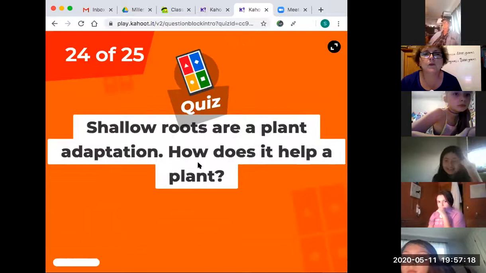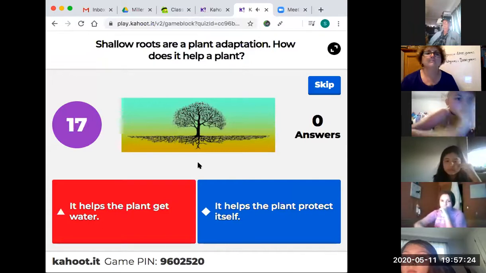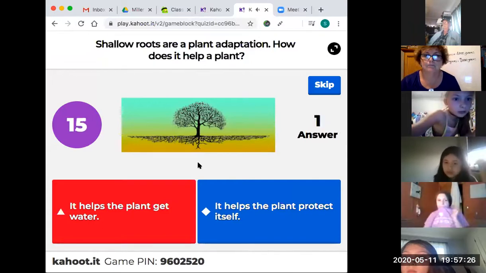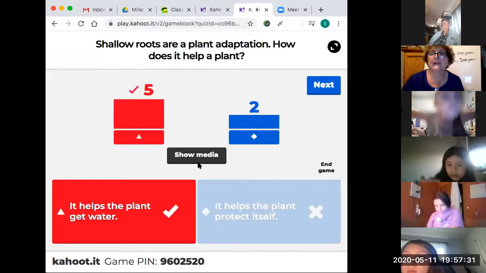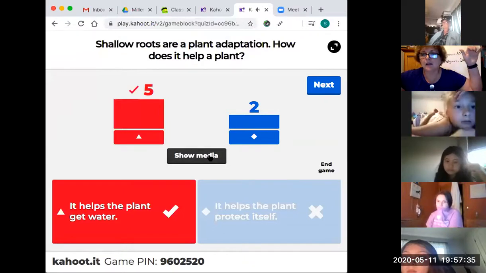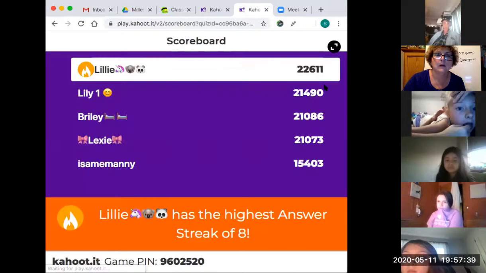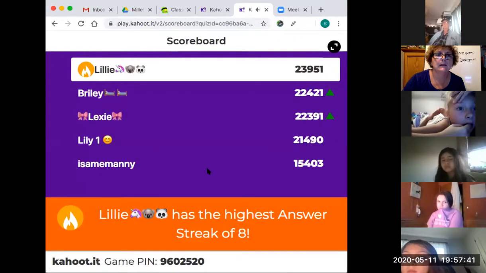All right, 24. Shallow roots are a plant's adaptation. How does it help a plant? Shallow roots now. What's shallow roots? Again, that's to get water when it rains. If it's got shallow roots, it means you get the water as soon as it hits the ground.